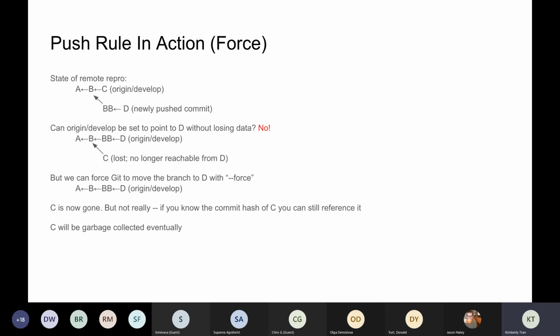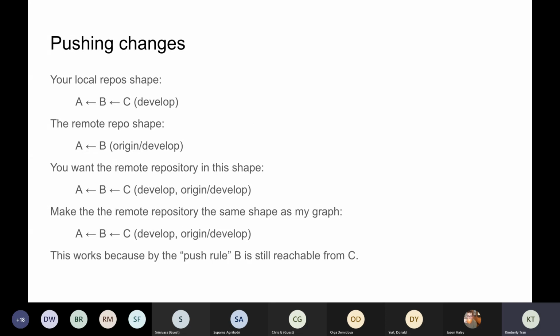Okay, so we've talked a little bit about pushing changes. If the local repository is in this shape, this is your local develop branch, and the remote repository is in this shape, it's one commit behind, it's A and B, and you want the remote repository in this shape. You want develop and origin develop to point to the same thing. And this notation here is actually on purpose in the sense that a branch is just metadata on this commit node.